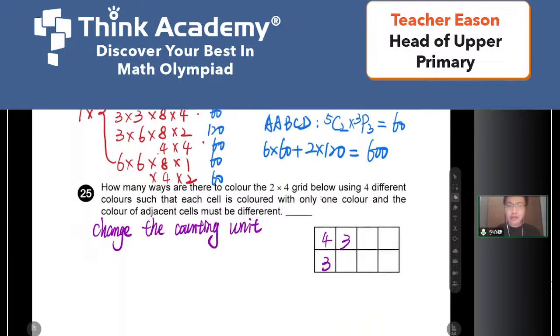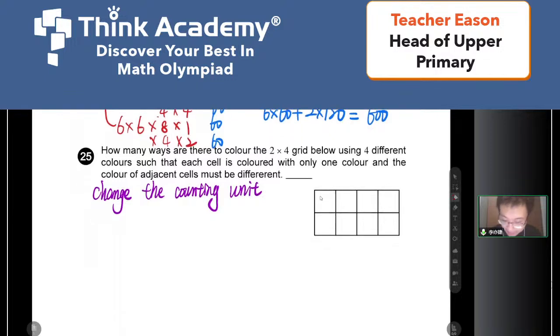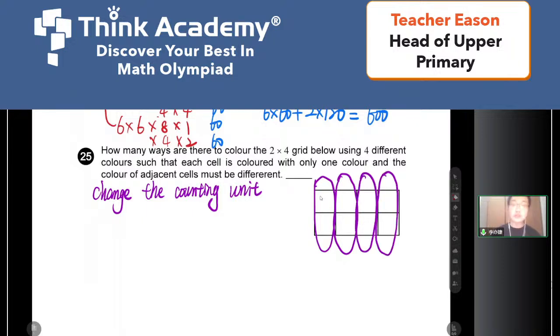So if we want to color a rectangle, instead of choosing the grid as the counting unit, we can choose the column as the counting unit, which means we don't color the picture grid by grid, but we color it column by column.